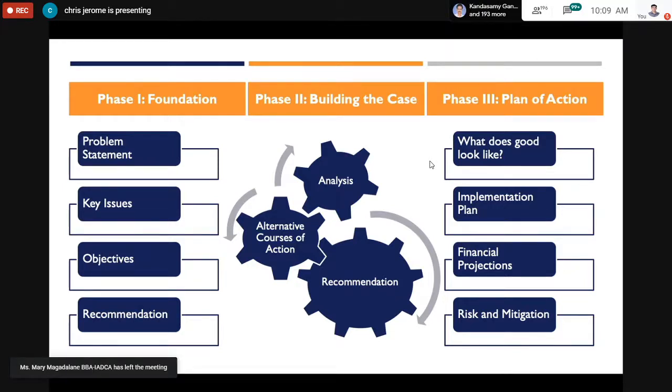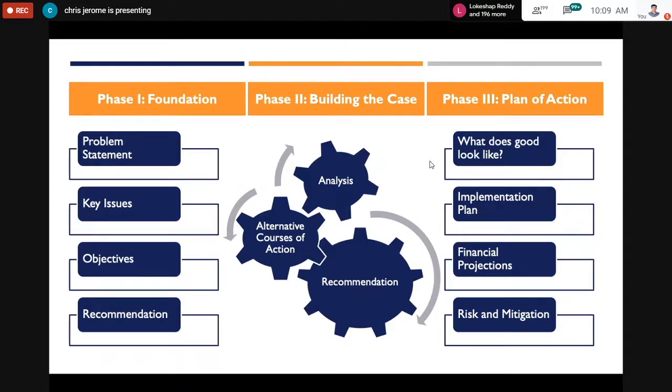So in the foundation phase, where we're setting up the framework, it's extremely important that the problem statement is very clearly identified. This is like a one or two statement summary that effectively captures what the entire three or four page case was about. It all boils down to one problem statement that has to be very clearly articulated upfront.